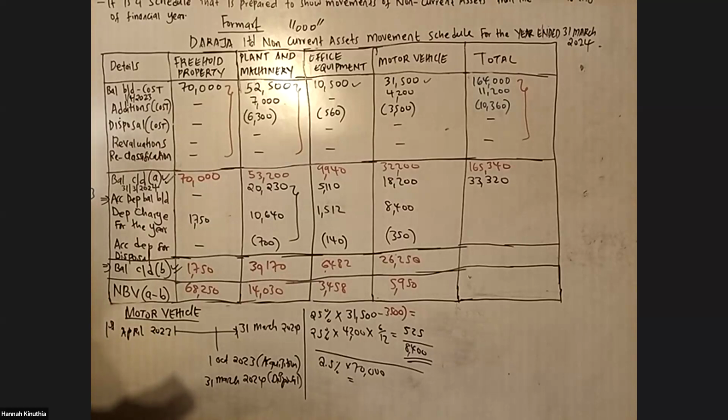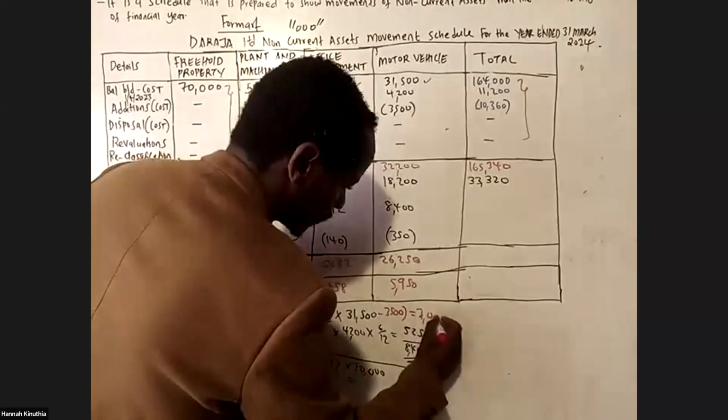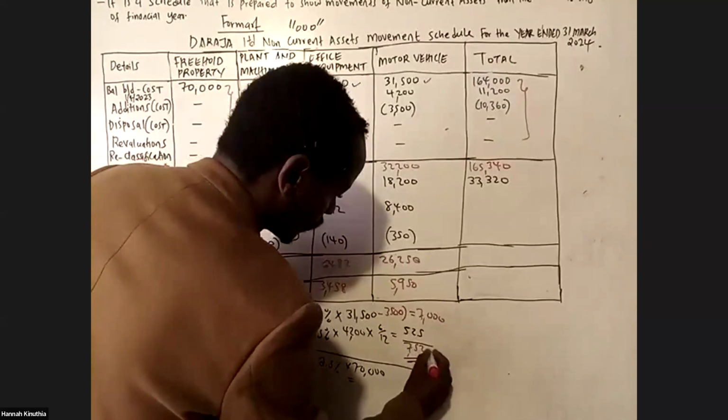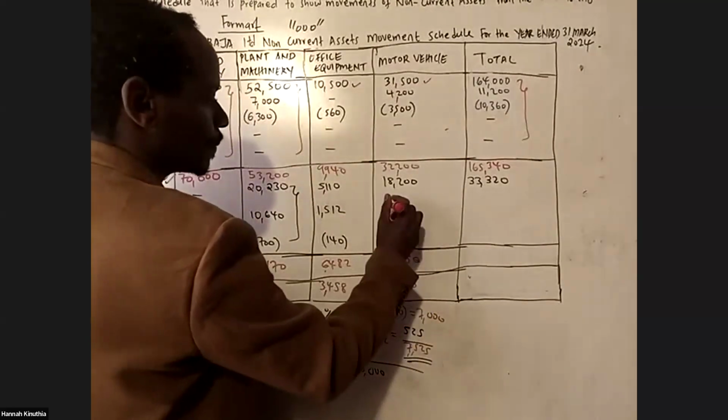Yes. But it was still used for the whole year. Okay, let's see, 7,000. This one will be equal to 7,000. Then the total will be equal to 75.25. Then we change to 75.